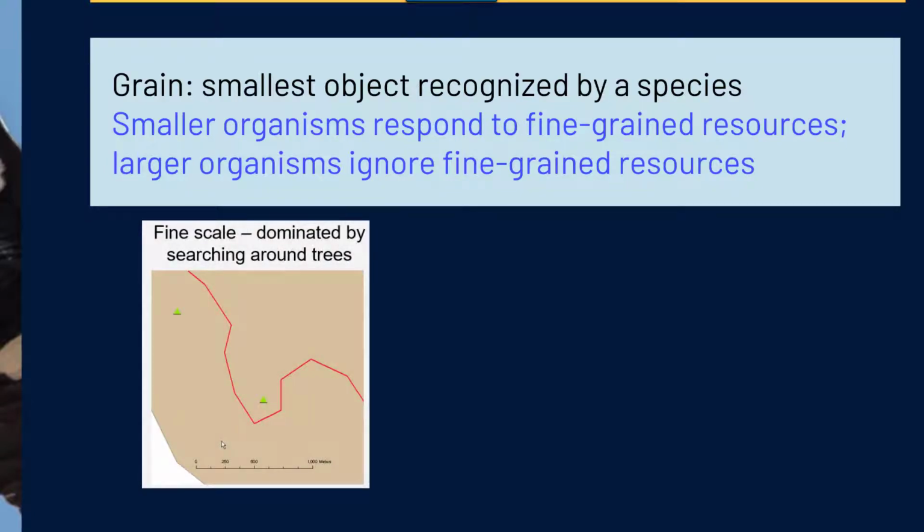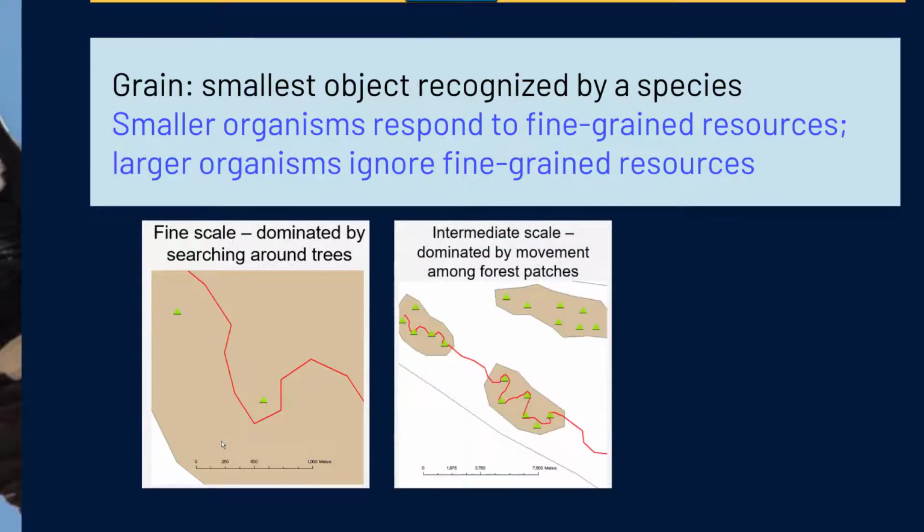So in a fine scale scenario, which in this particular example is dominated by an animal searching around a tree, you'll find a different movement pattern from an intermediate scale, where the dominant movement is going to be among forest patches. So as we are zoomed in on the left-hand side, we can evaluate the movement of that animal in a different light than at this intermediate scale.